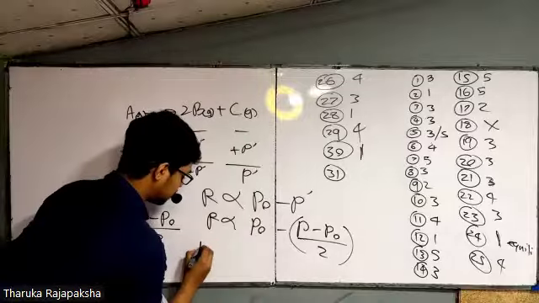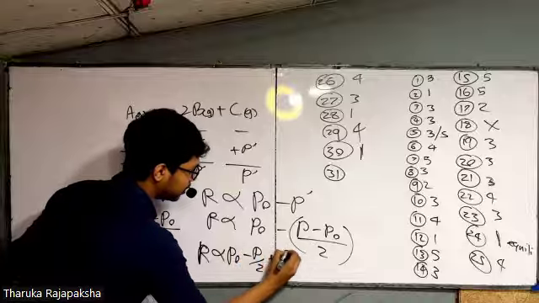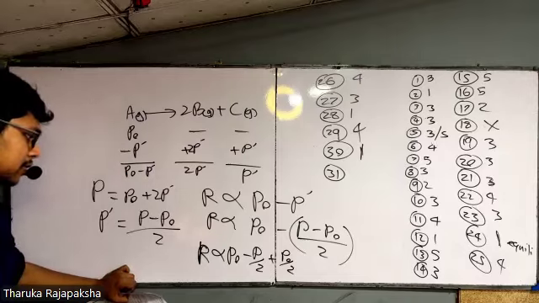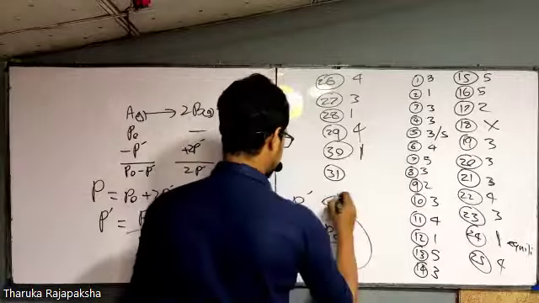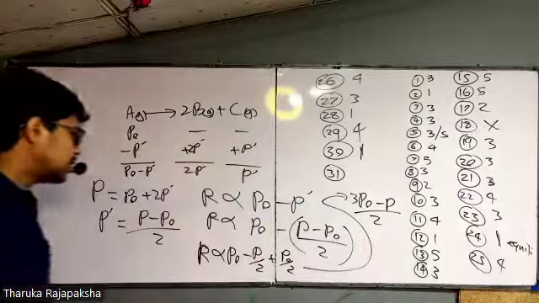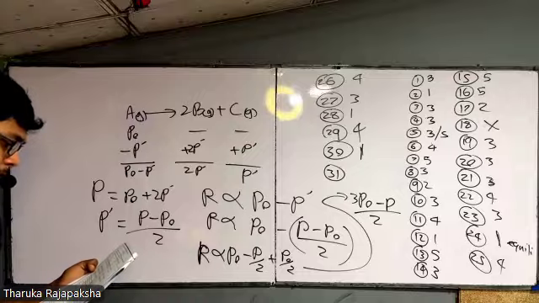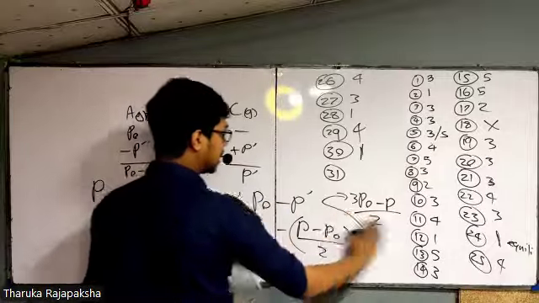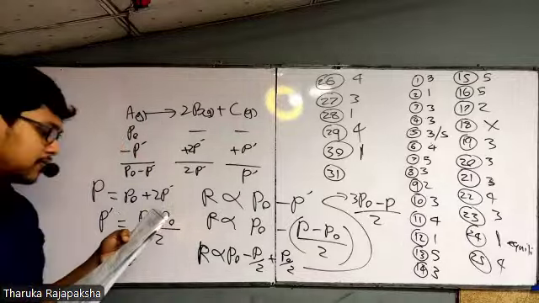So R is proportional to P naught minus P over 2 plus P naught over 2. P naught plus P naught over 2 is 3P naught over 2, so 3P naught minus P over 2. Since it's proportional, 2 is a constant, you can eliminate the 2. Then 3P naught minus P. That is answer number 3.